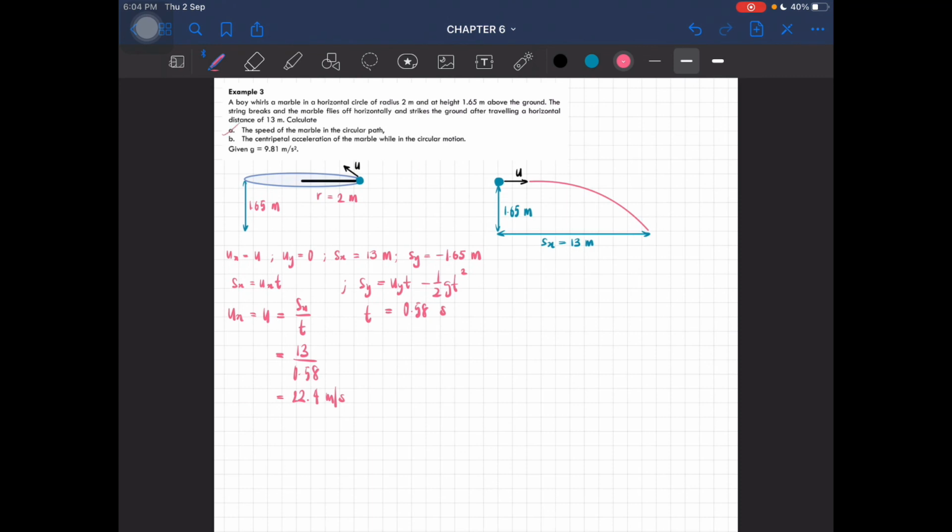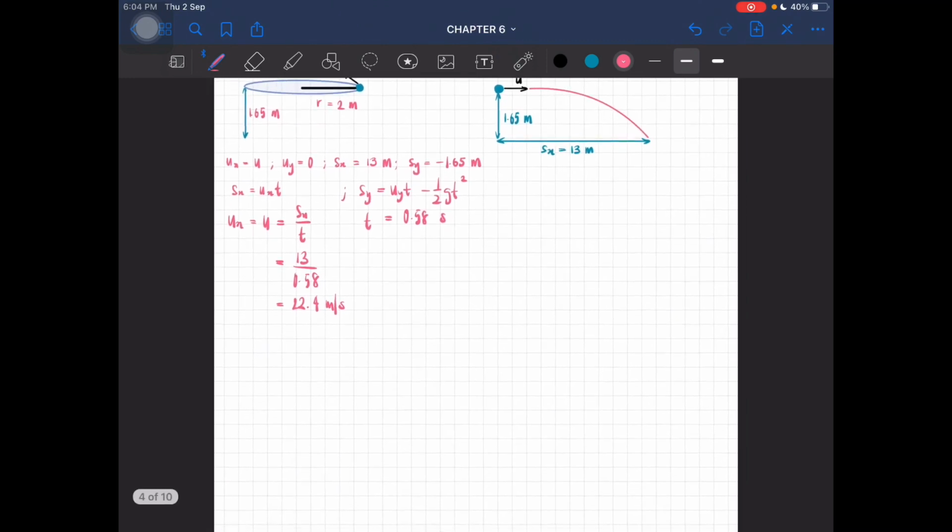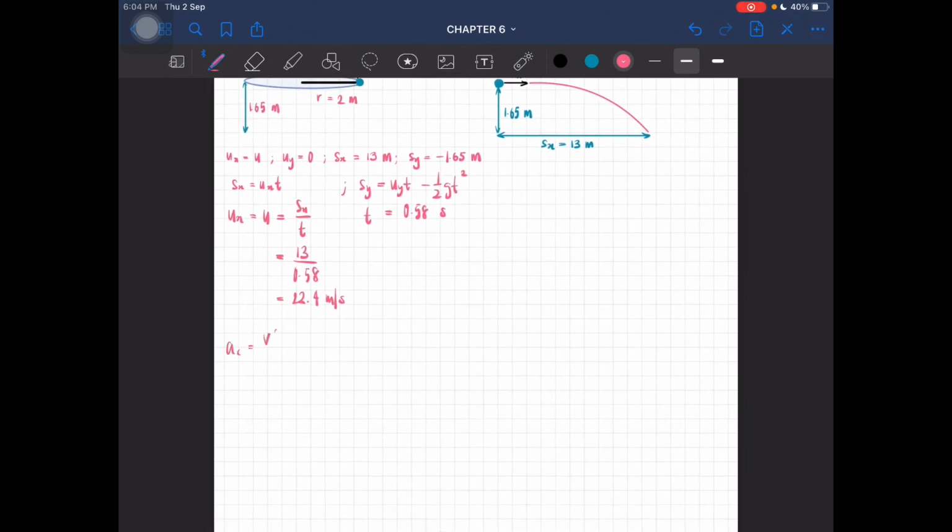So now we found the speed, then we have to find the centripetal acceleration, and we know that centripetal acceleration is just v square over r, in which it is equal to u square over r in this situation. So u square is just 22.4 square over r, which is equal to 2. You'll then get the centripetal acceleration to be equal to 251 meter per second square, which is towards the center of the circle, towards the center.